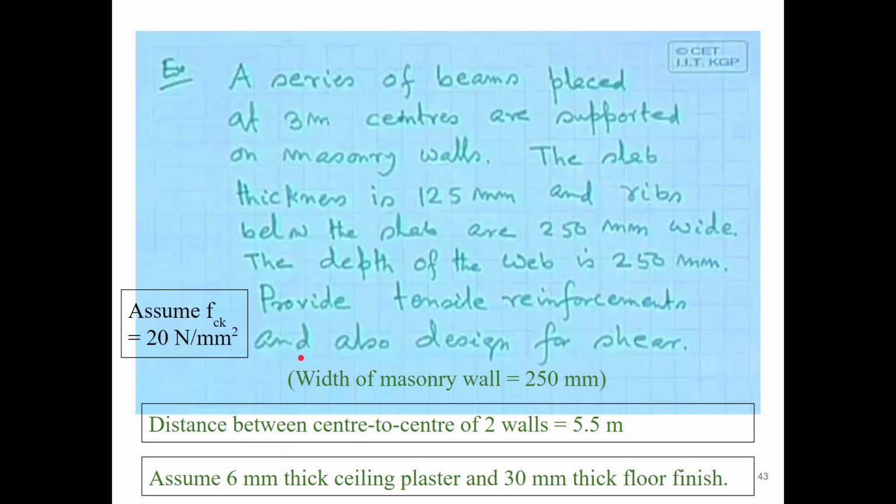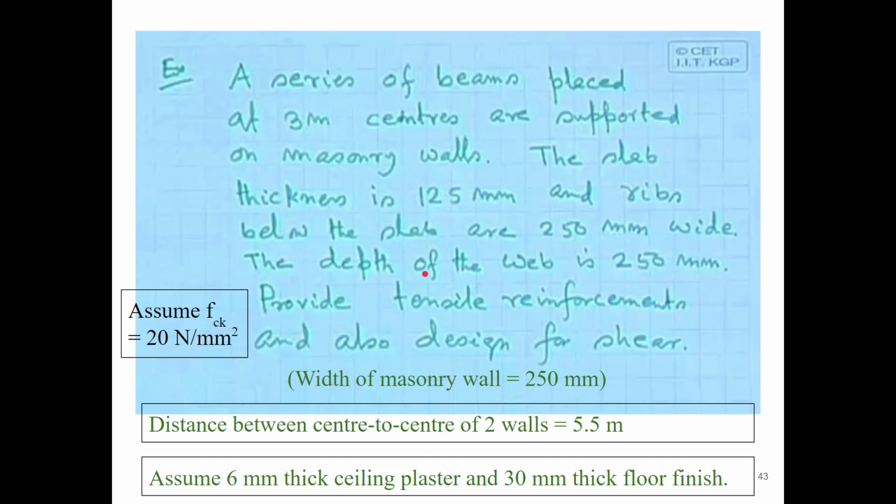The width of the masonry wall is taken as 250 mm. The distance between center to center of the two walls is 5.5 meter. Assume 6 millimeter thick ceiling plaster and 30 mm thick floor finish. And take fck as 20 Newton per millimeter square, the grade of M20.